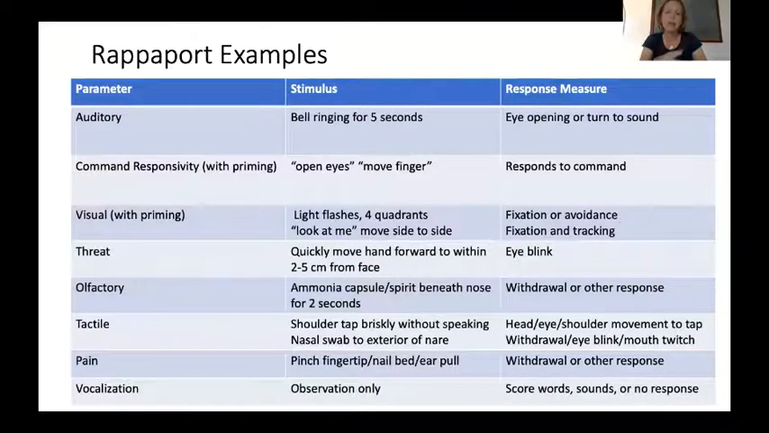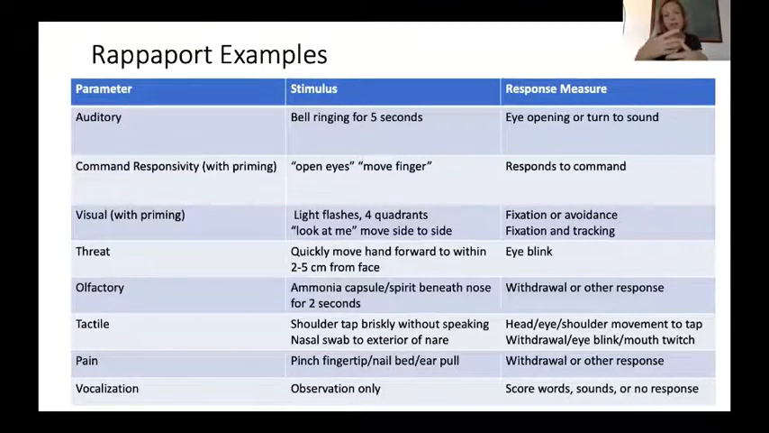Looking at the Rapoport and then looking at the JFK, there are two assessments, but from those assessments, you can learn a lot of therapy goals. You know, patient will respond to auditory stimuli. Patient will respond to olfactory stimuli. Patient will respond to tactile stimuli. And so these things are very key things that we can do. And they're also proven that the more stimulation we give, to a certain point, of course, we don't want to agitate the patient, but if we stimulate for short periods of time, we can aid in brain recovery.